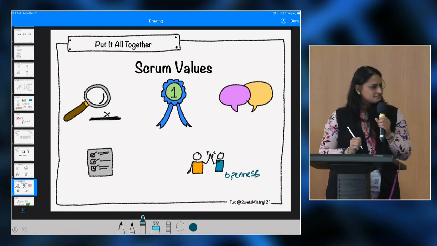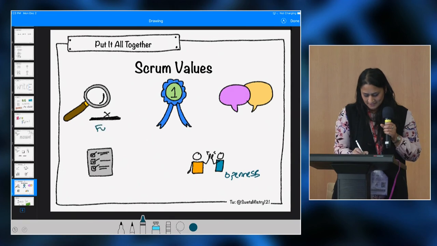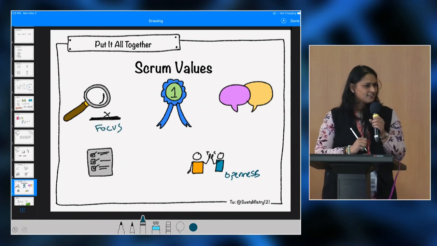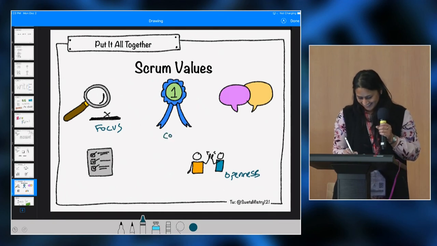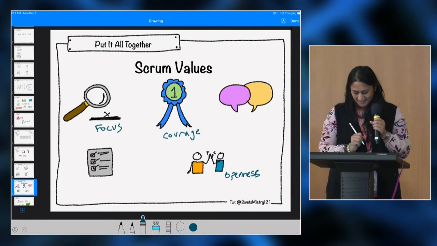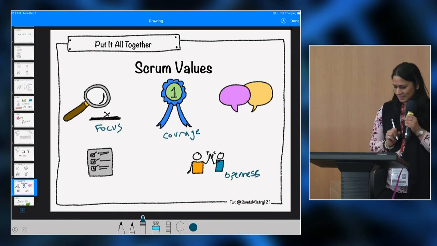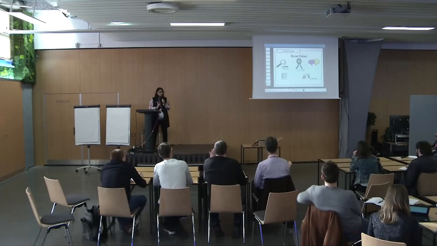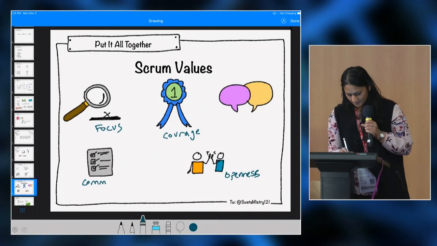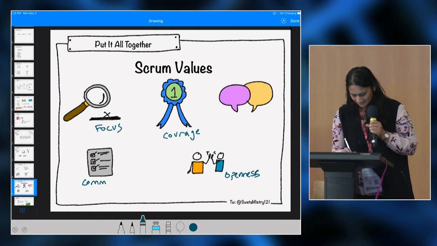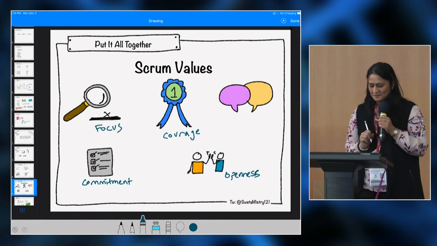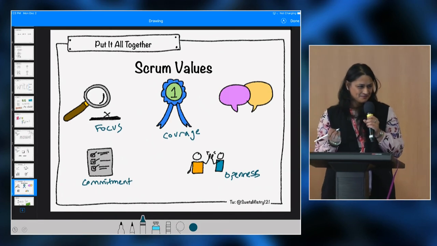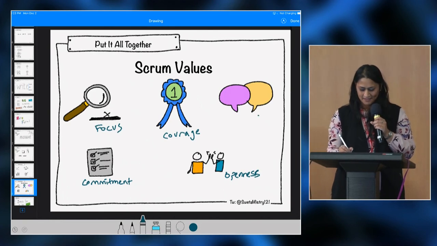What about focus? The first one? Yep, so that's focus. Courage? The second one? What's the other one that I'm missing? Commitment. The checklist, yep. Commitment. Ugh. Definitely not spelling that one right. And then respect. Do you think it's the last one? Yeah, this one? So I actually intended this one to be respect and this one to be openness.